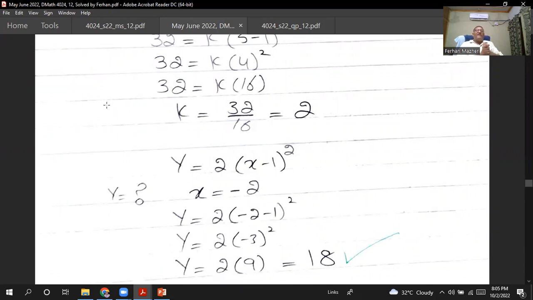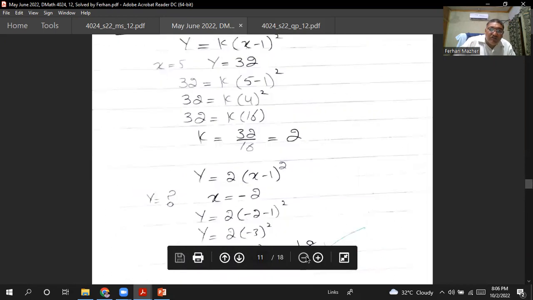Then their question is: find the value of y when x is equal to -2. So y will be equal to 2 times (-2 - 1) whole squared. So it will be y equals 2 times (-3) whole squared. So y will be equal to 2 into 9, and that will be 18. So the value of y will be 18. So this is how you will do this question.